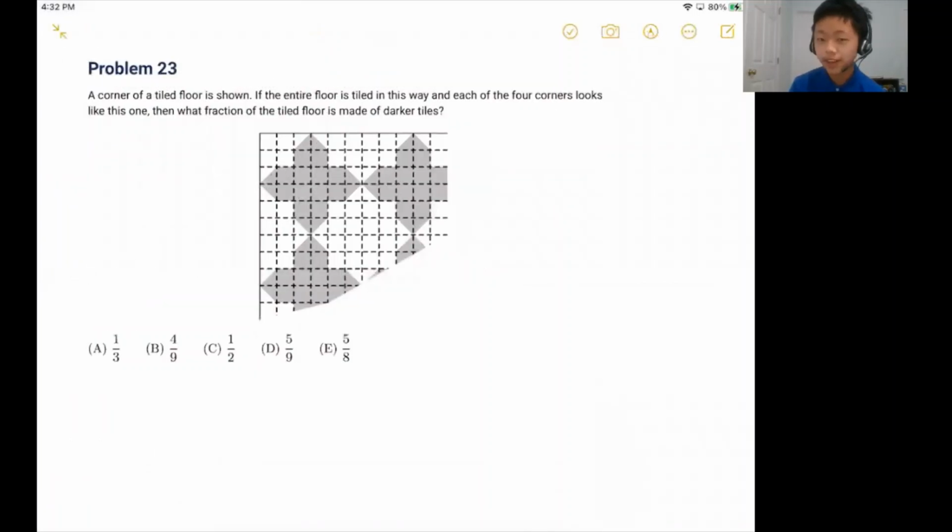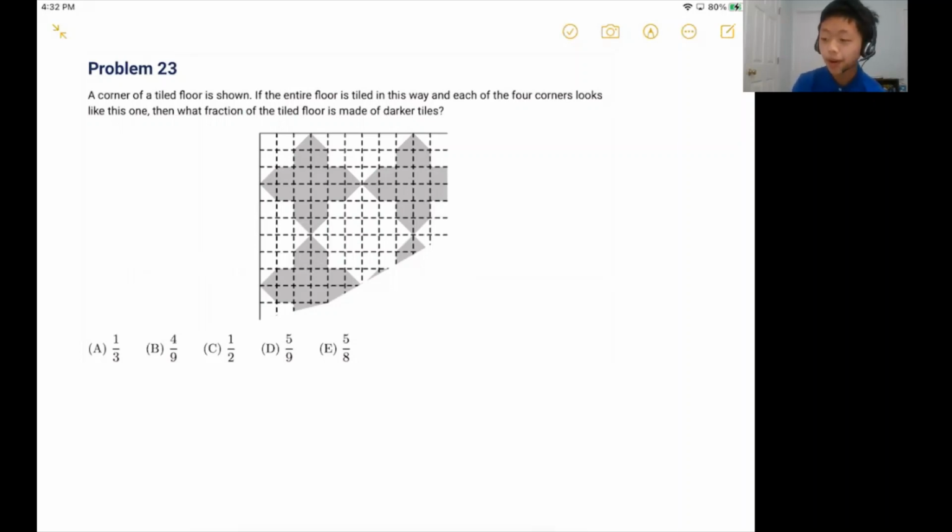So question 23 is honestly an interesting question. In this question, we have a corner of a tiled floor as shown. If the entire floor is tiled in this way and each of the four corners looks like this one, we want to know what fraction of the tiled floor is made of darker tiles.